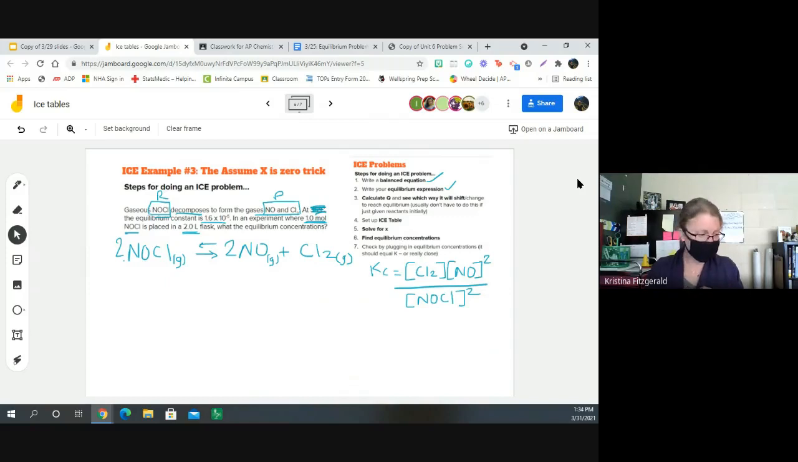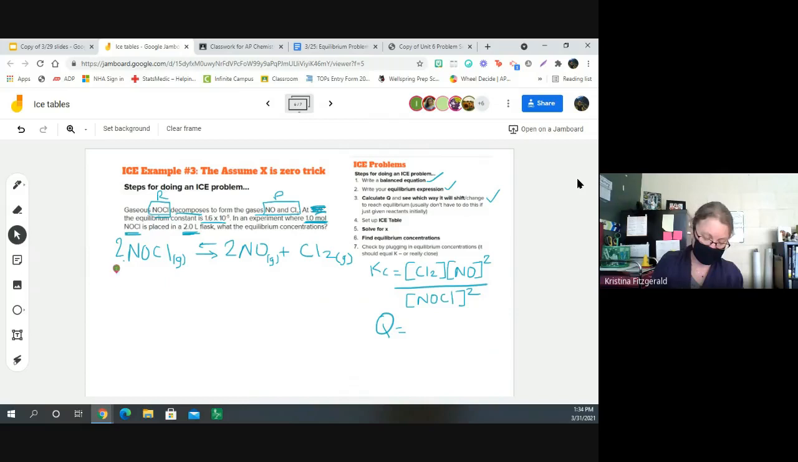Okay, on this one, we have to get Q. We're here now, so let's see what they gave us. In the experiment, we have 1 mole of NOCl in a 2-liter flask. So I'm only given a reactant again. I don't know any product.